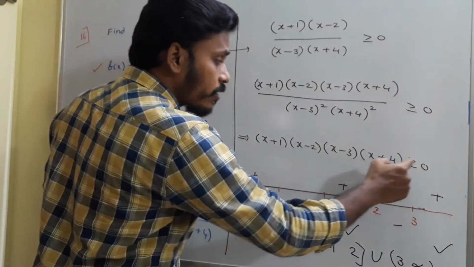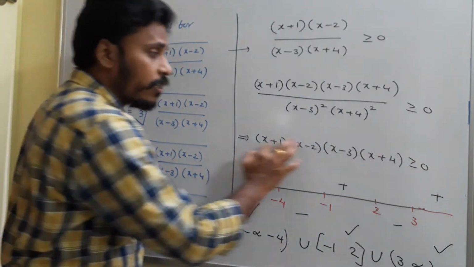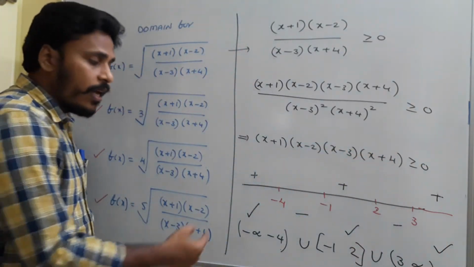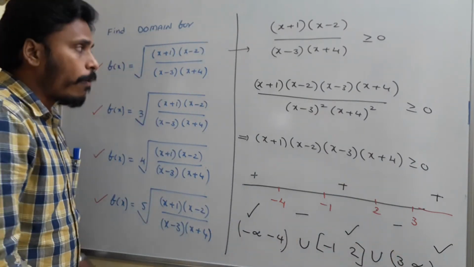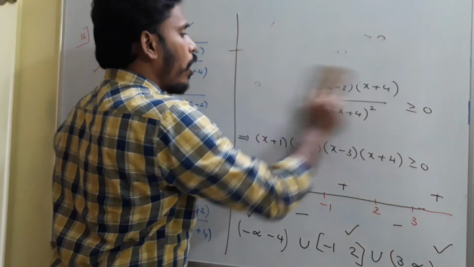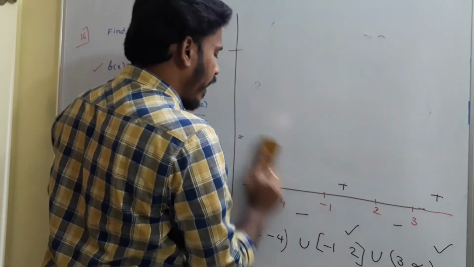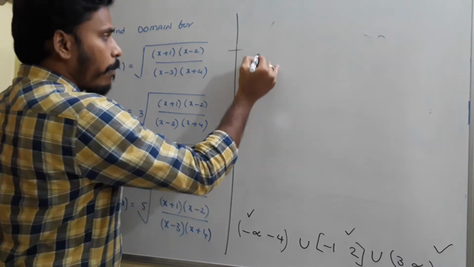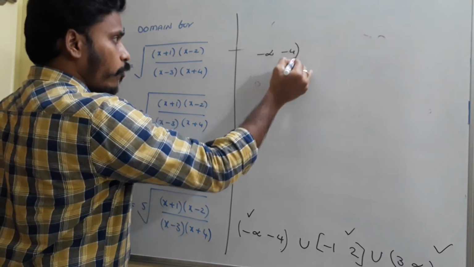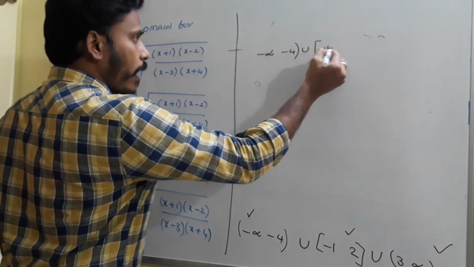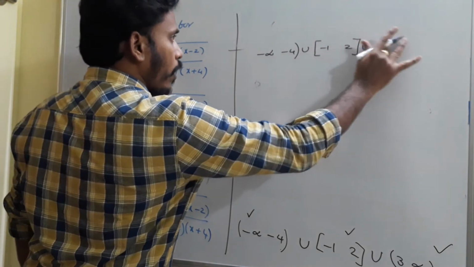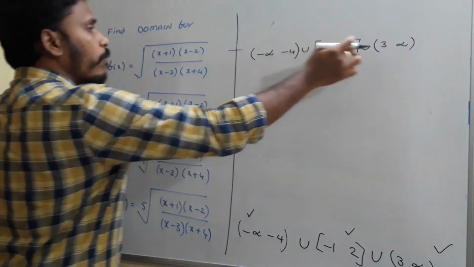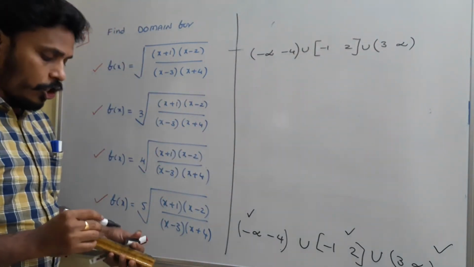Since our requirement is to find the x such that it is positive, this region, this region and this region are the required regions. At the end, this is the domain for the first problem. On solving this, we have the domain for the first one as minus infinity to minus 4, union closed interval minus 1 to 2, union open interval 3 to infinity. Why? Because at minus 4 and 3 the denominator will become 0.